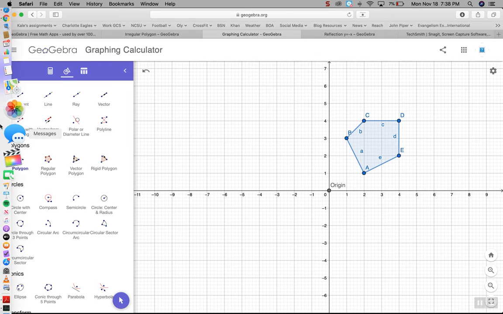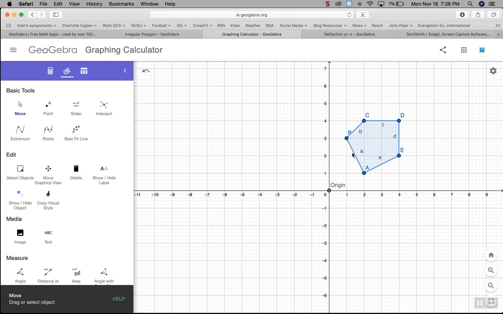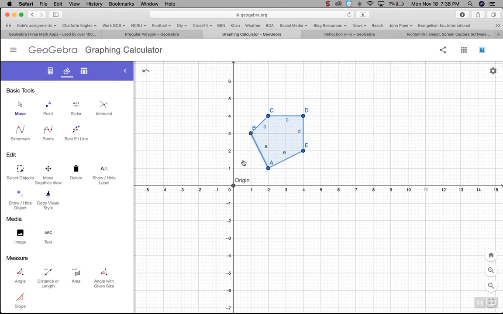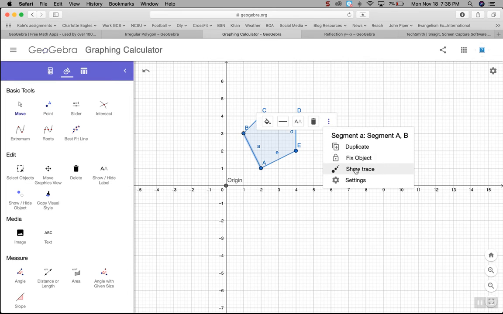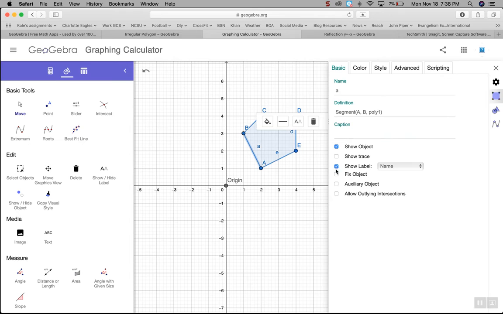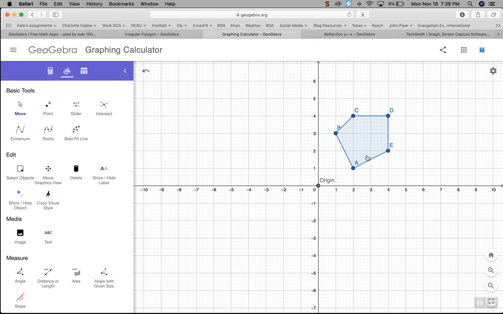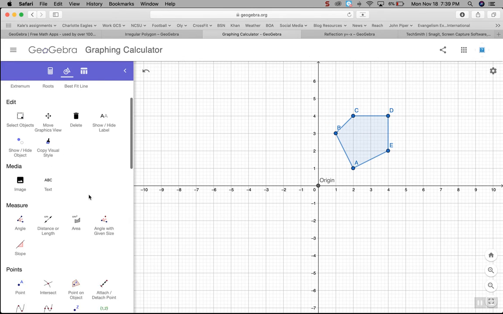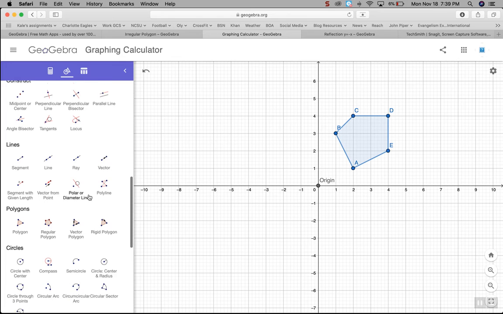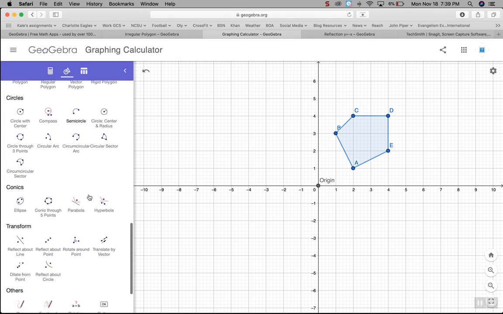I'm going to just turn off, with the settings on the inside here, the label for the actual line itself so that this looks a little bit better. So we're going to turn that off. Then after doing this, we're going to rotate this pre-image. And again, this irregular polygon is called a pre-image. We're going to create an image that has a transformation of 180 degrees around the origin.